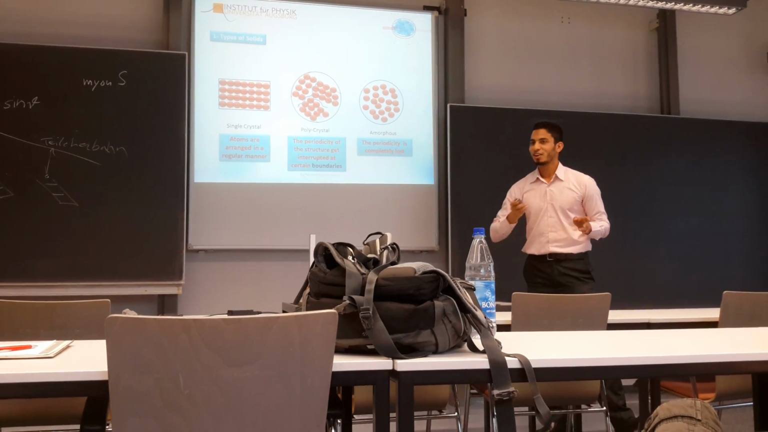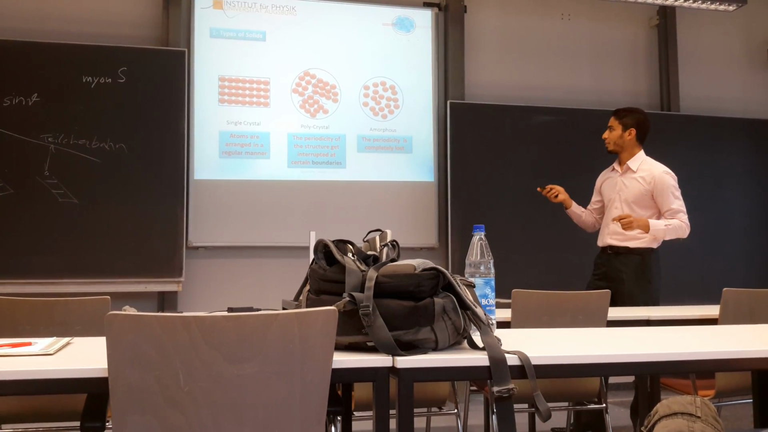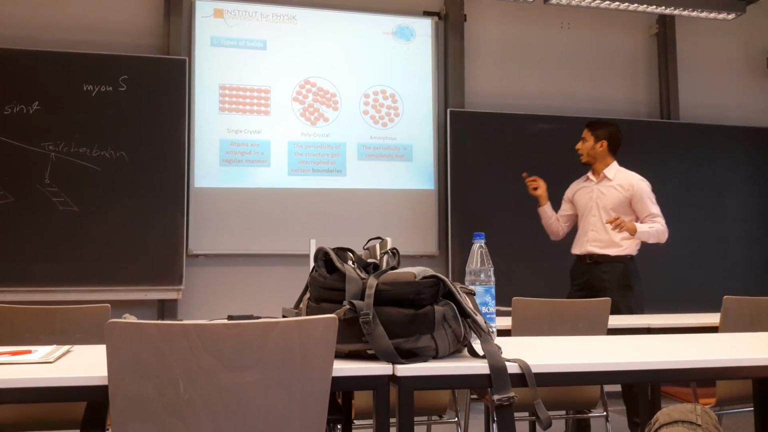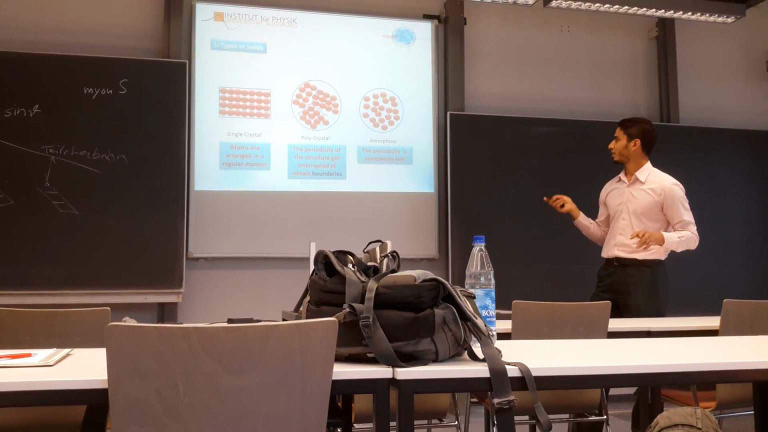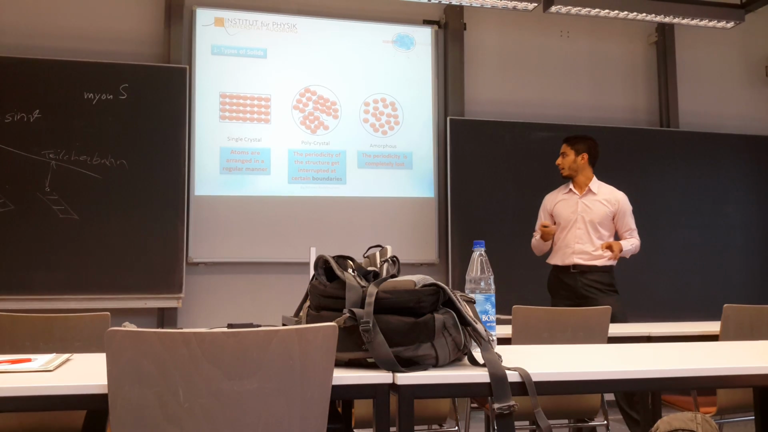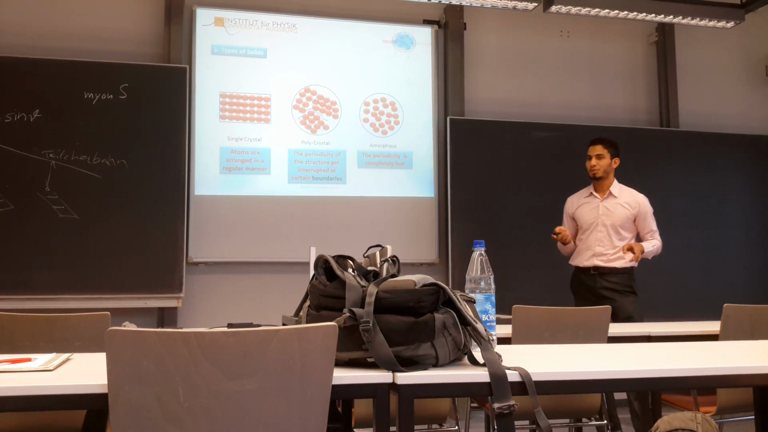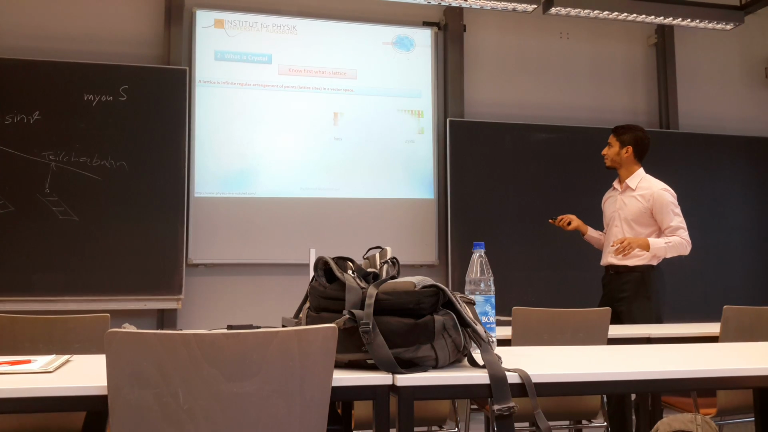Types of solids. There are mainly three types of solids. The first type is single crystals, I mean atoms that are arranged in a regular manner. In polycrystals, the second type, the periodicity of the structure gets interrupted and there is a grain boundary between them. Plus the third type, amorphous, where the periodicity is completely lost.